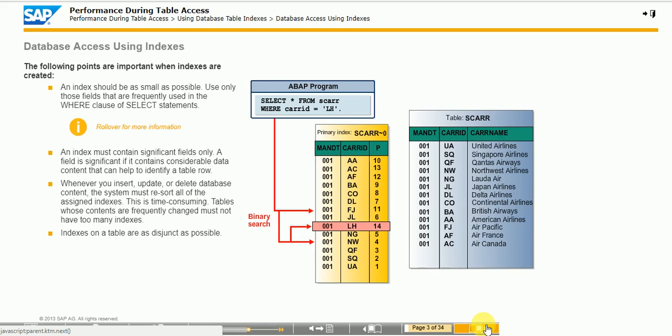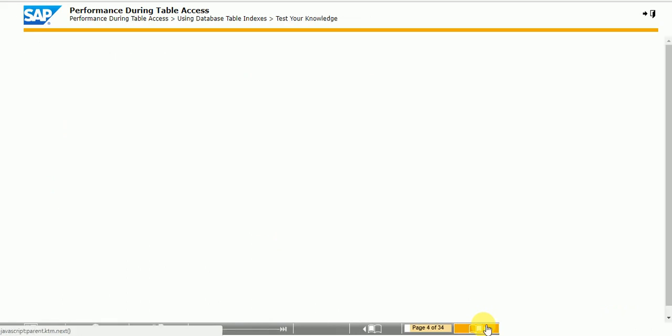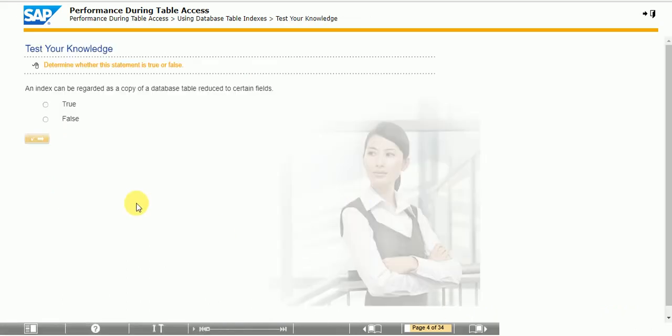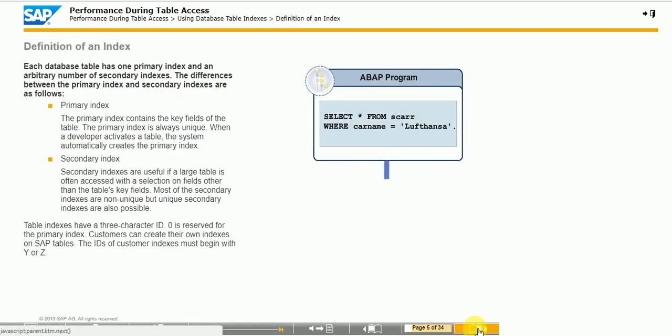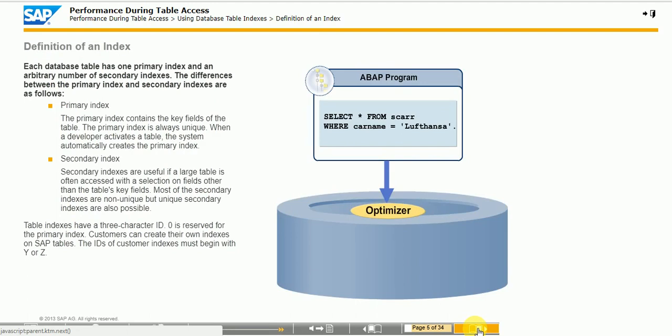An index contains those fields of the database table which are relevant for database queries. The index also contains a pointer from the index entry to the corresponding table entry so that all the field contents can be read. The database optimizer decides which index on the table should be used by the database to access data records.